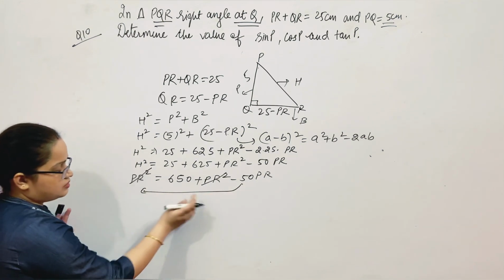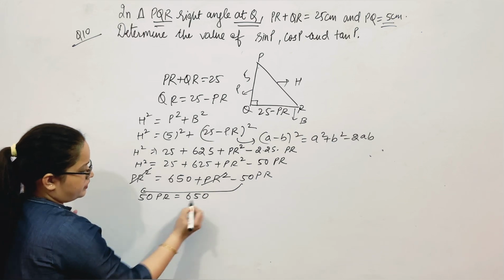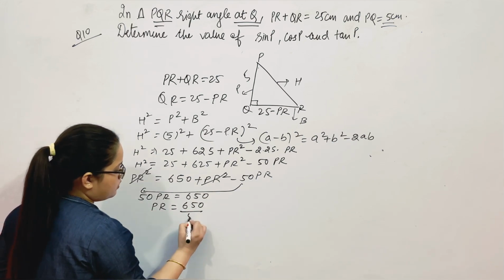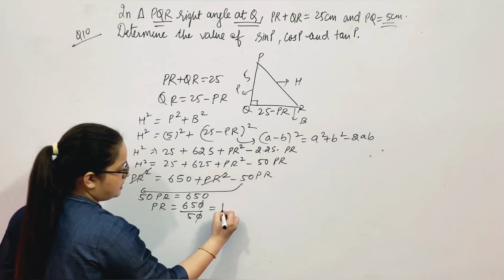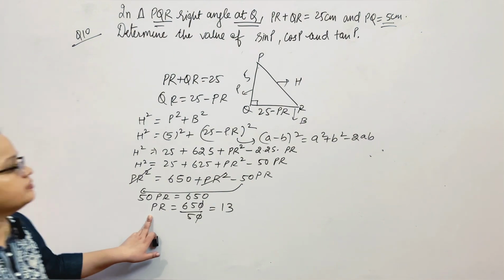Minus 50 PR is equals to 650. So 650 over 50, 0 will get cancel out and I am getting PR as 13.